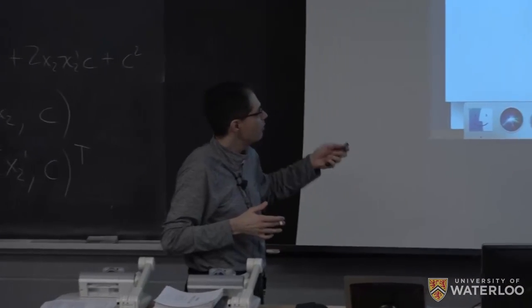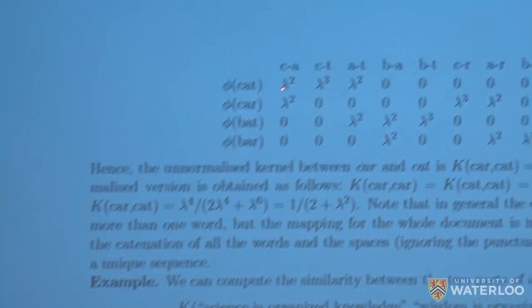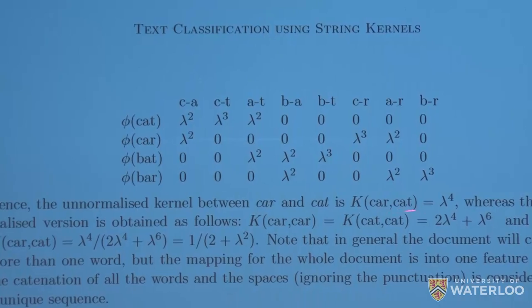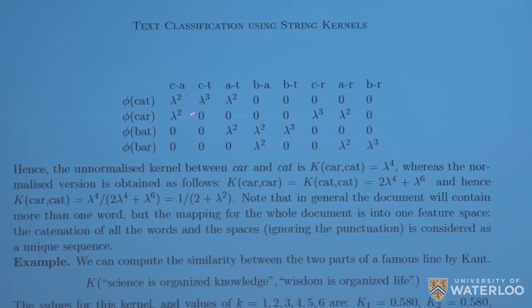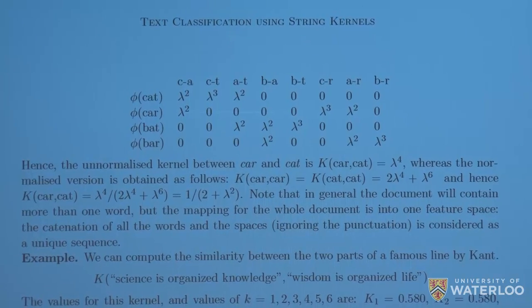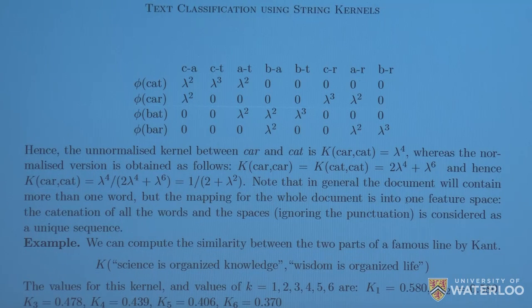Now, if we want to know how similar two words are, then we could take the dot product of their embeddings. So here, for instance, the kernel of car and cat will be the dot product of the first row by the second row. And then they only have one feature in common. So it will be lambda squared times lambda squared, which gives lambda 4. OK, so that's what we obtain here, lambda 4. Any questions regarding this example?